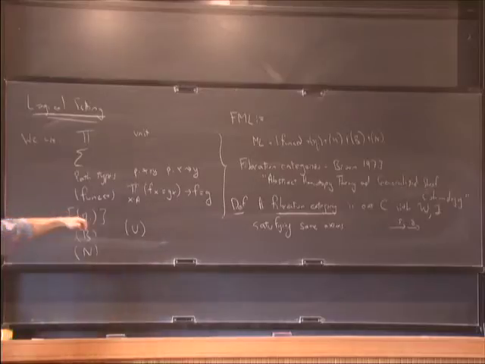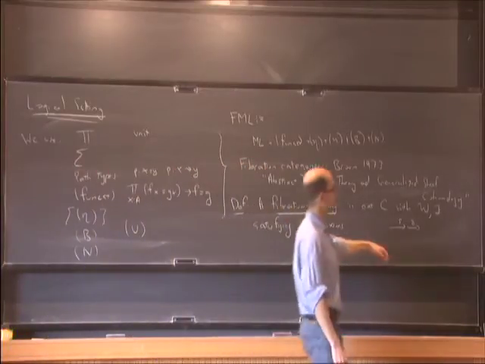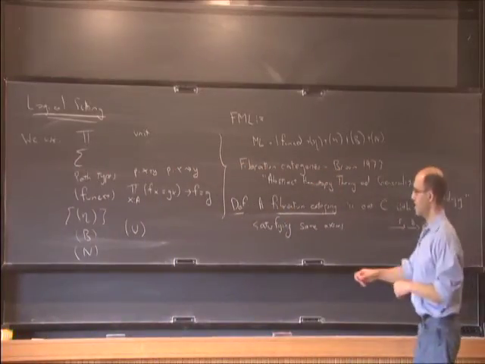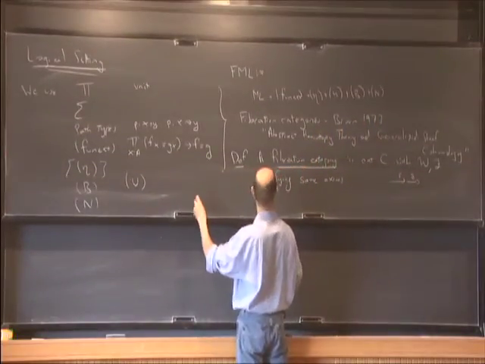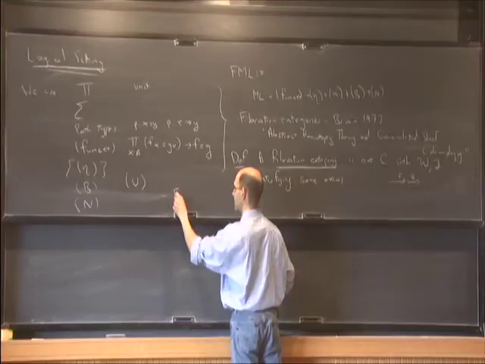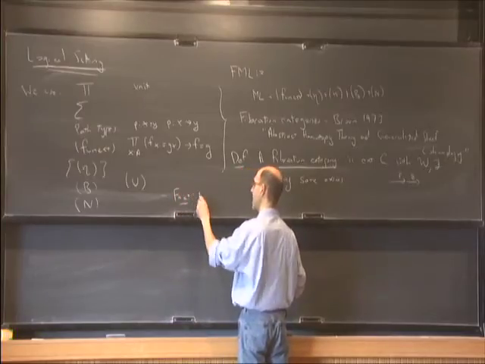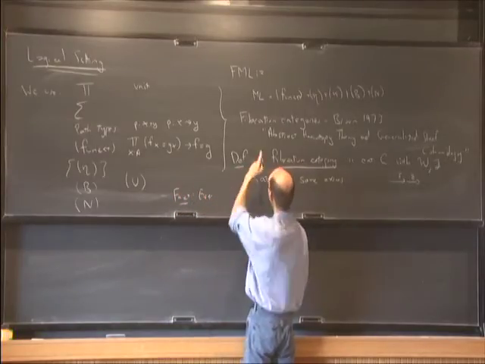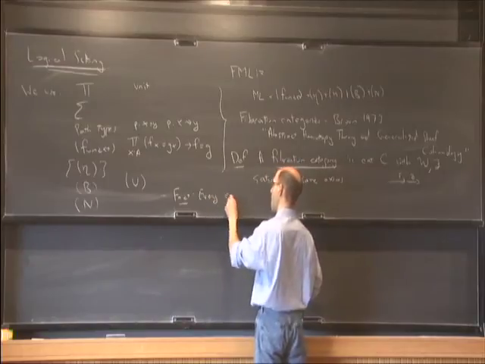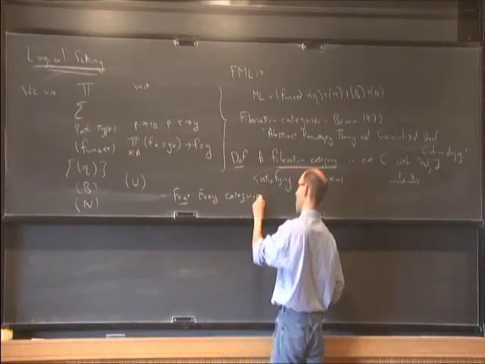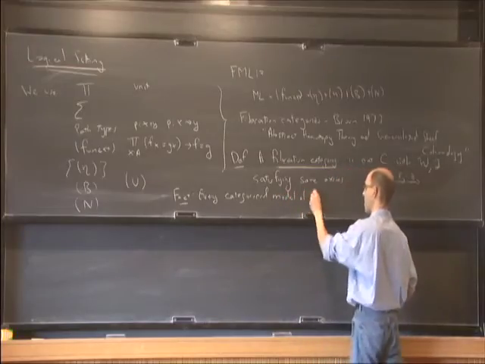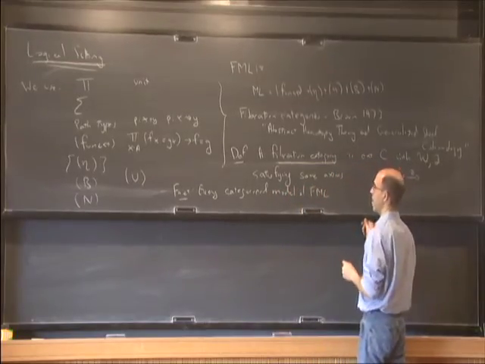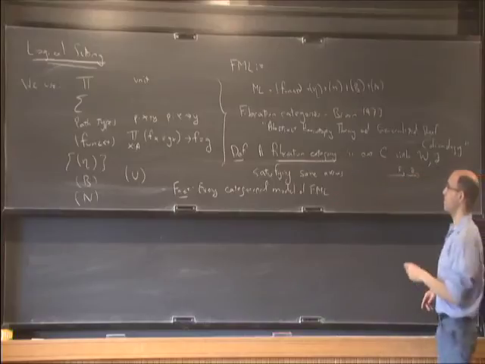Now, one thing that we did as preliminary to the formalization is that we show that every categorical model of our theory FML has the structure of a fibration category.